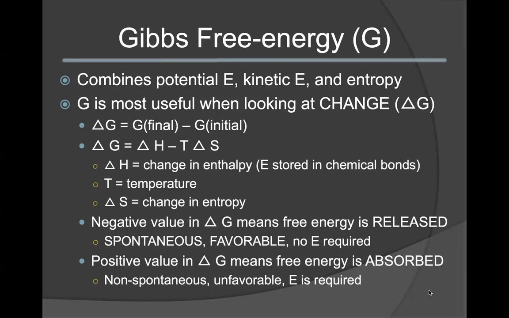A positive delta G value, on the other hand, means that free energy is going to be absorbed in that reaction. These reactions are considered to be non-spontaneous, not favorable, and energy is going to be required. So if you have a positive delta G value, this would commonly be referred to as an anabolic type of reaction.